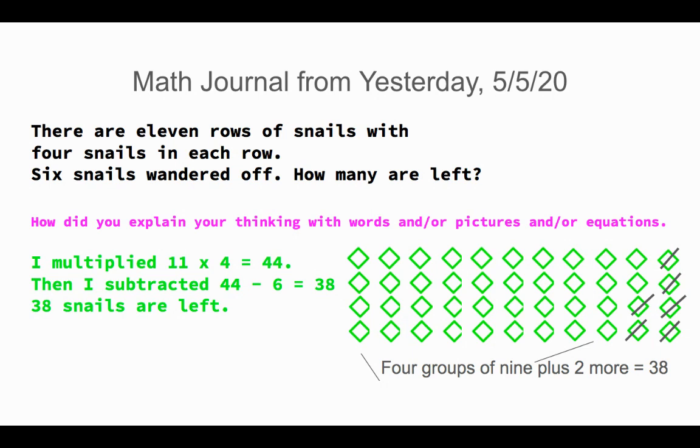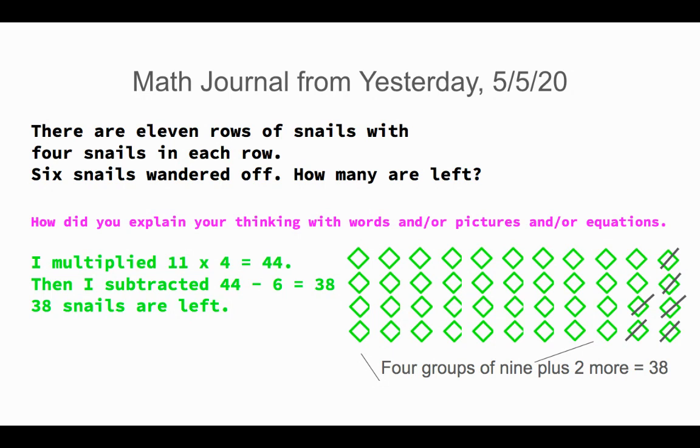Third graders, I took 11 rows of snails, of 4 snails each, and I multiplied 11 times 4. I know 10 times 4 is 40, so this is one more group of 4 and it's 44. Then I subtracted 44 minus 6 because 6 snails wandered off. And how many are left? 38 are left. So I also drew a picture.